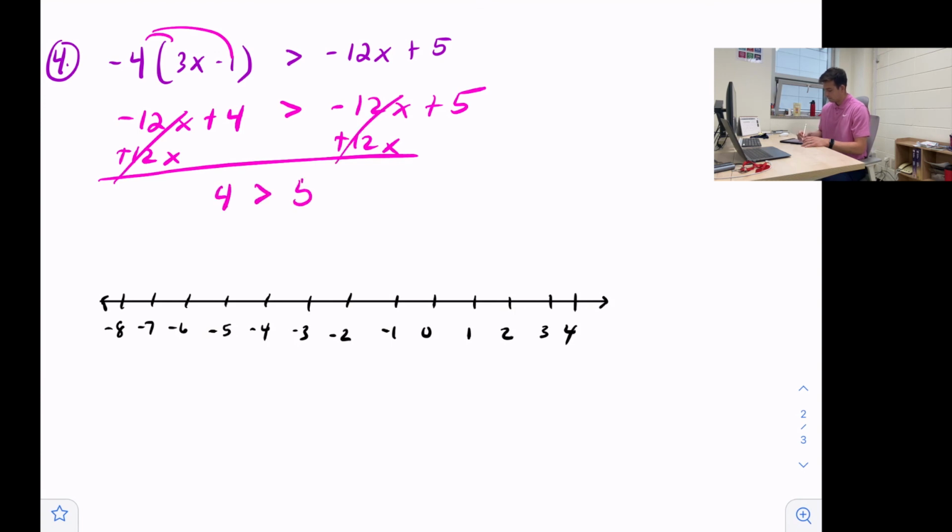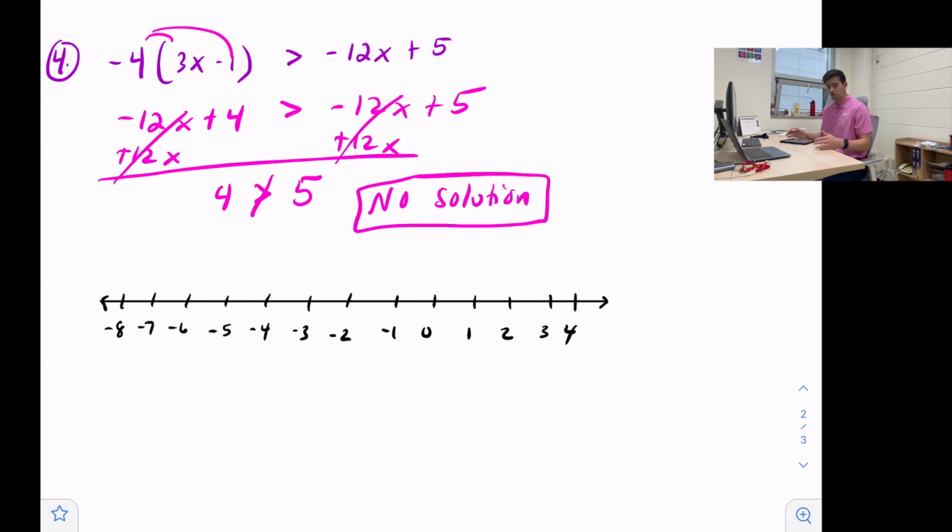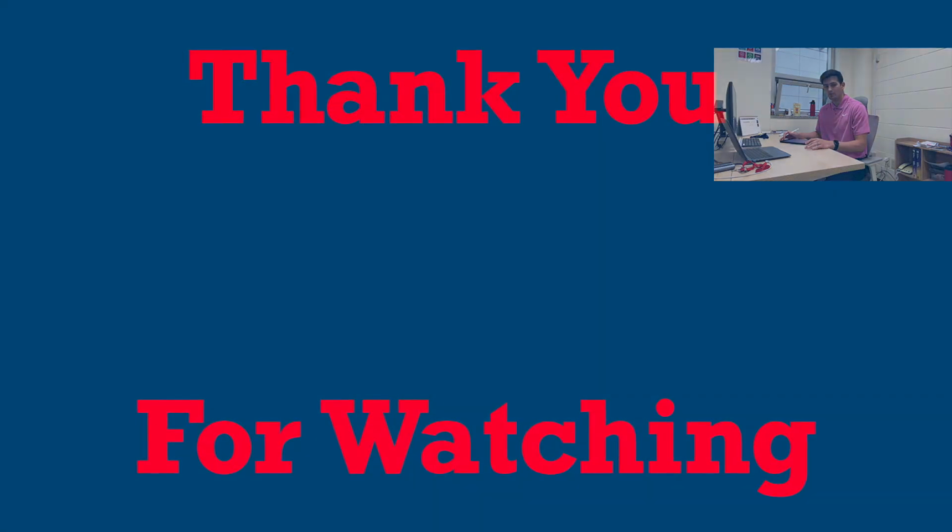So now we have 4 is greater than 5. So we'll evaluate this. Is 4 greater than 5? No, it is not. So we would say there is no solution. And since there's no solution, we do not shade anywhere on our number line. We leave it completely blank. And that's how we solve multi-step inequalities.